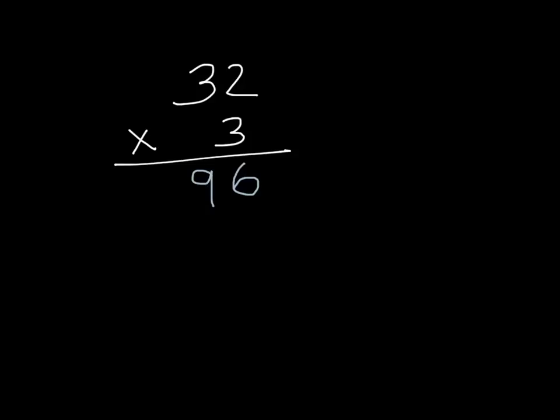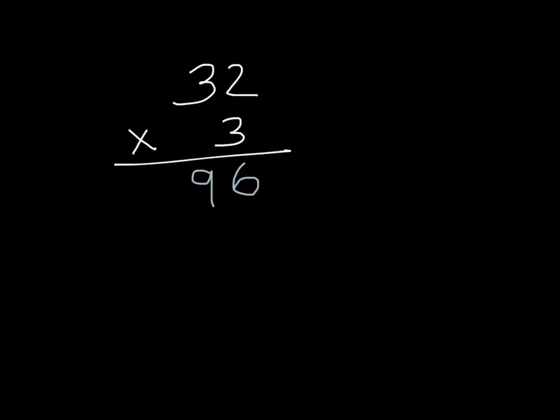Okay, so notice this time it was a little bit different, because when we multiplied 2 times 3, we got a product of 6, and that's just a 1-digit number, so there was no need to carry anything up here. So just 2 times 3 was 6, and then 3 times 3 is 9, and we're all done.